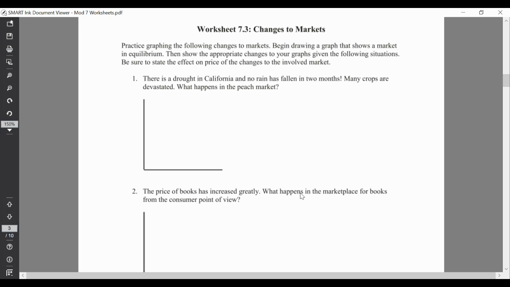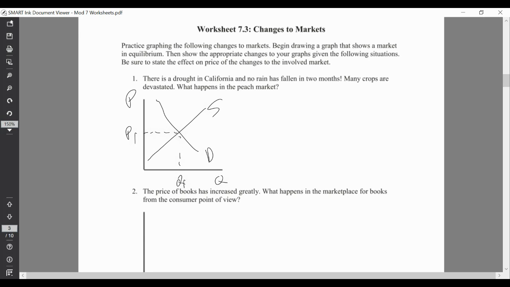Okay, it says there's a drought in California and no rain has fallen in 2 months. Many crops are devastated. What happens to the peach market? So if we draw a demand curve here, a supply curve here, we have equilibrium here of price and quantity. We should label quantity here and price here. So we'll call it Q1, P1.